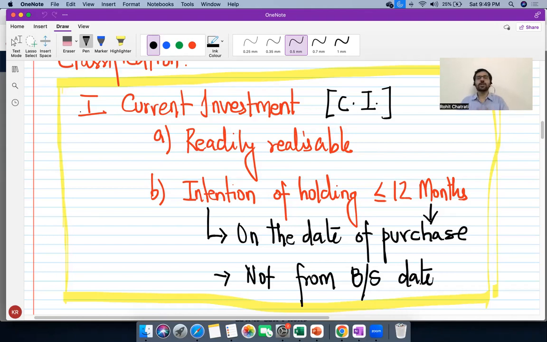Just to repeat my example, you purchased a bond having a maturity of 18 months. If you look at it from the date of purchase point of view, it is going to be classified as a long-term investment, which is correct. It is incorrect to stand on the balance sheet date, March 24. After 1 year elapses, you only have 6 months remaining. You should not classify it as current. Rather, you should classify it as a long-term investment.